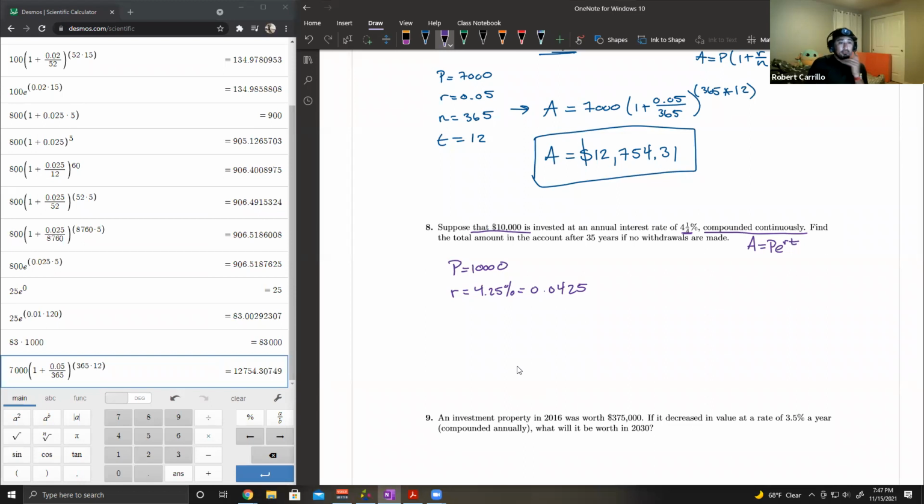Okay. So we have the initial amount, 10,000. We have the rate at 4.25%, and we are doing this for 35 years. That's all we need for Pert. That's why he's great. That's why he's our best friend. So you say A equals 10,000 times e raised to the 0.0425 times 35.